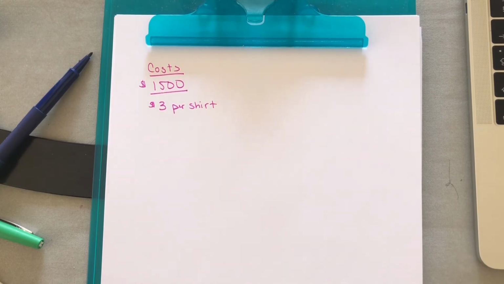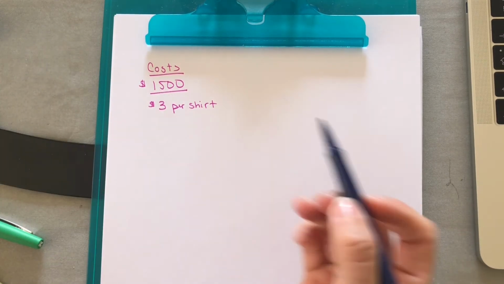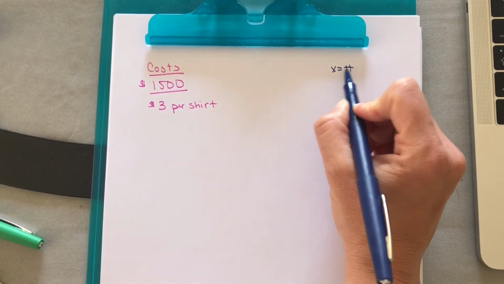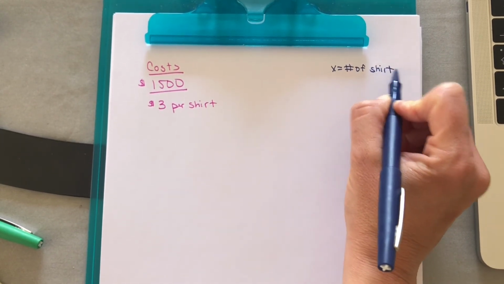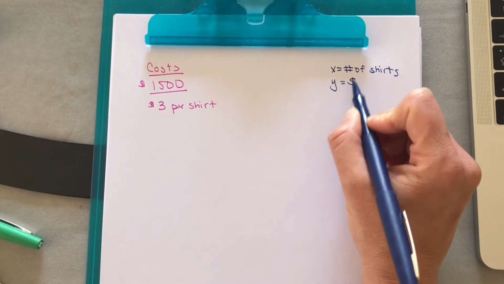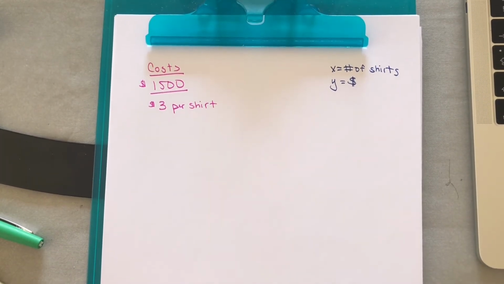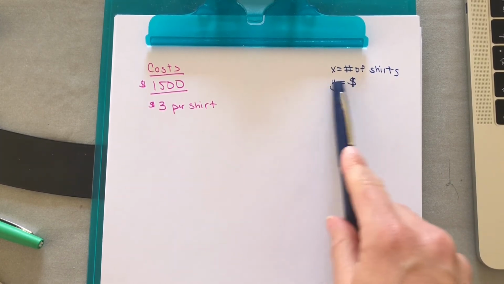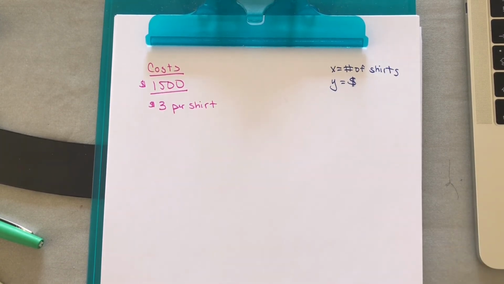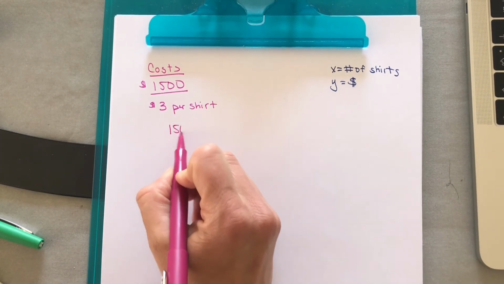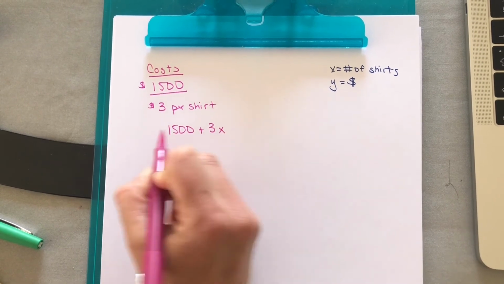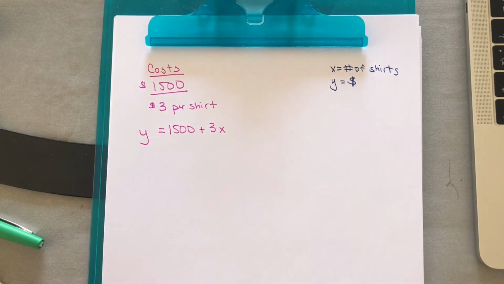So we need to write an equation to represent how much money you are spending to fund this business. So let's say we want X to be the number of shirts, and we want Y to be the dollars, the amount of money. And that makes sense because the money that you spend is going to depend on how many shirts you purchase. So I have to pay $1,500 no matter what, plus $3 per shirt. That's my total cost. So that's a pretty classic two-step equation right there. Base cost plus 3 per shirt.